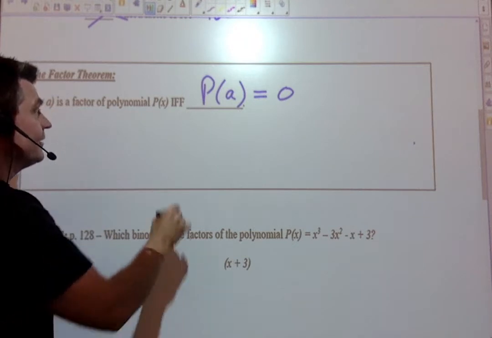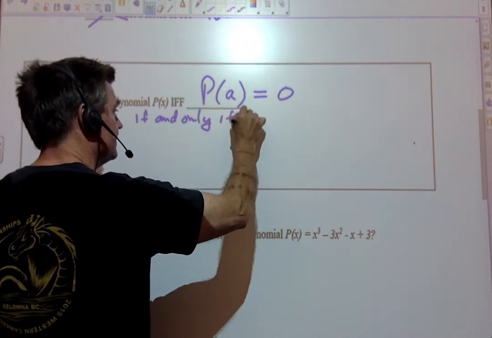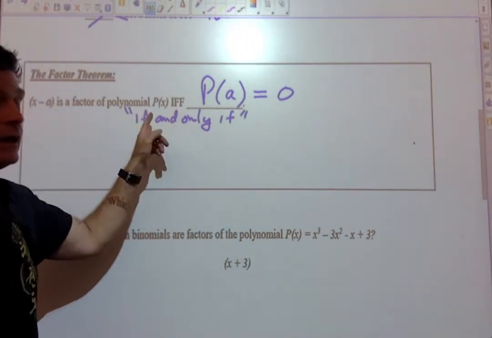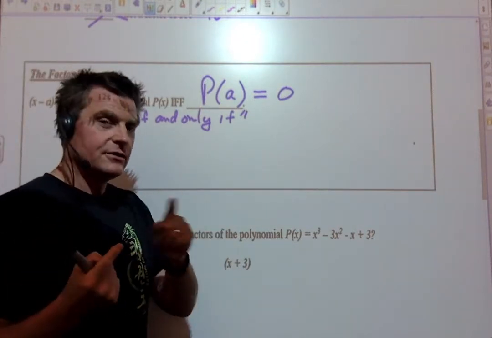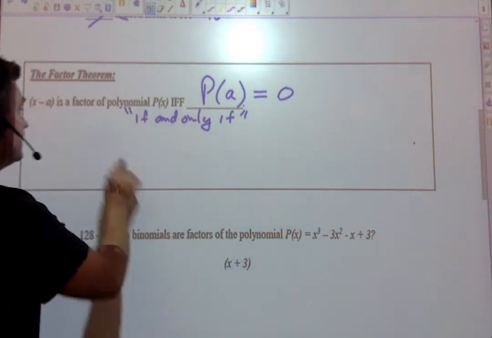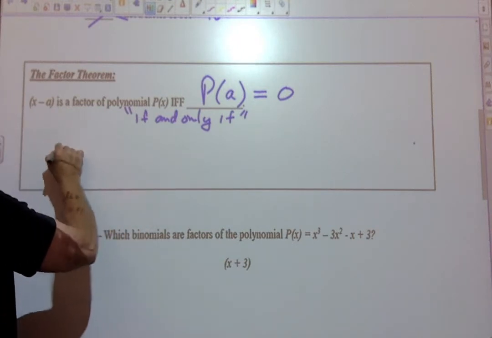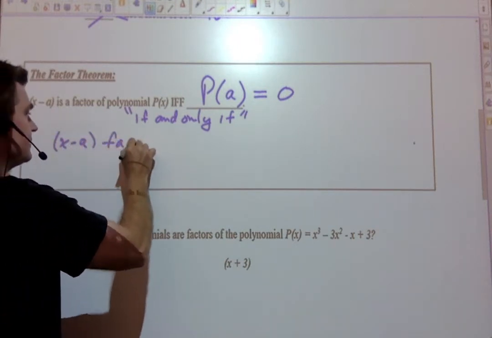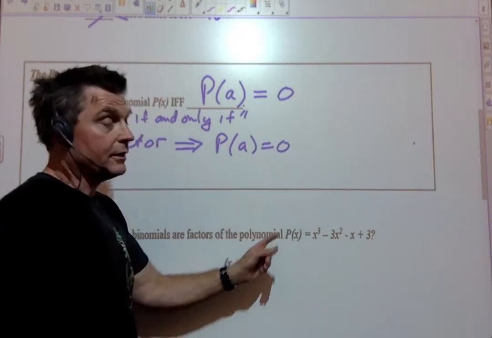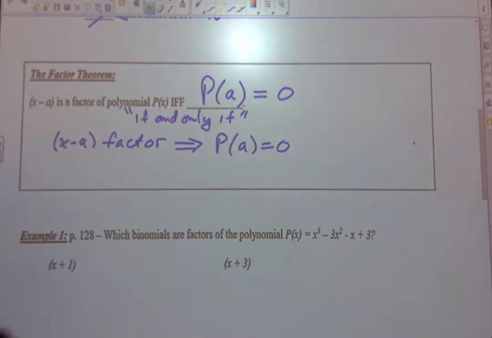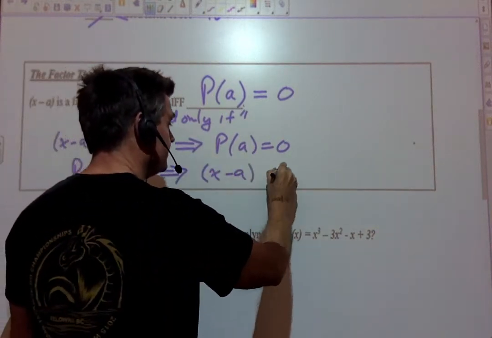IFF means if and only if. That's actually a term, if and only if. We haven't really seen this. You will see this in logic courses and stuff like that. What it means is that you can read it forwards and you can read it backwards. So this implies this and this implies this. In other words, forwards and backwards. That really means x minus a being a factor implies P of a is equal to 0, and the other way around. If P of a is equal to 0, then you know it's a factor. P of a equals 0 implies x minus a is a factor.